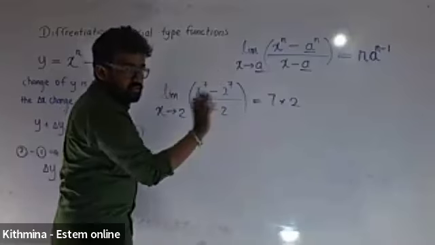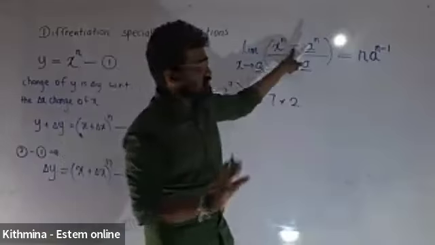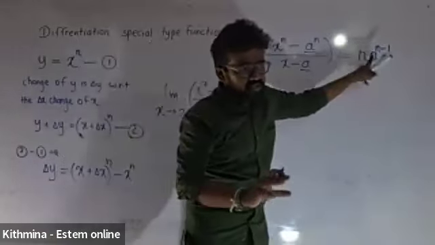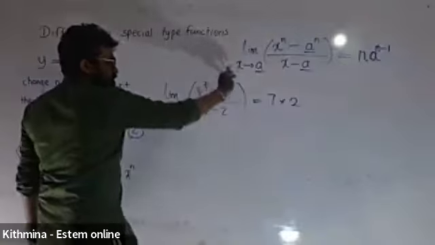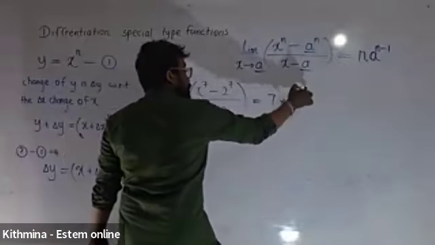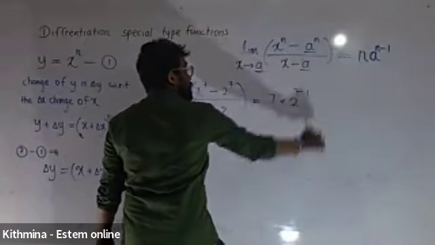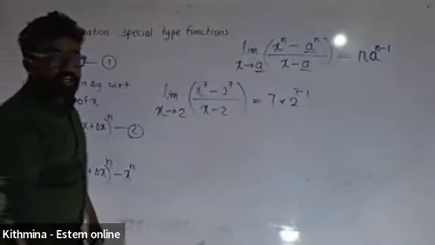Now, what's the answer? 7 into 2. Don't get these minus things. Only the number, there are no minuses here, no minus ones. 7, then 2. What's the number? 7 minus 1. Okay.